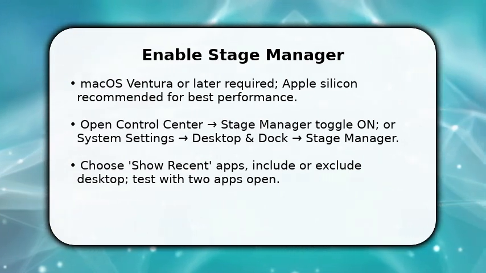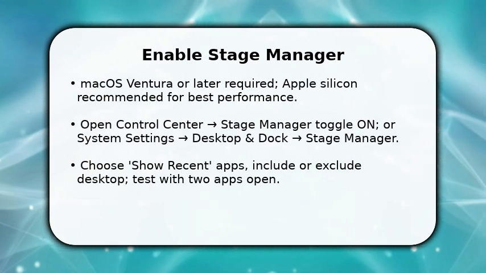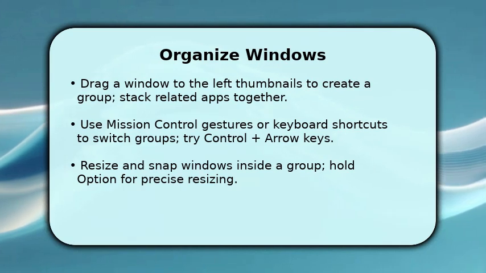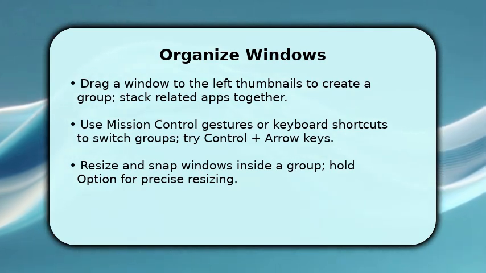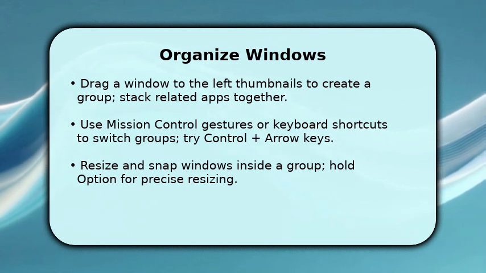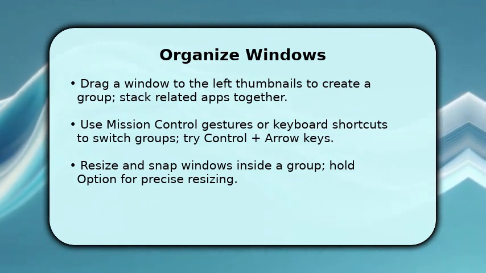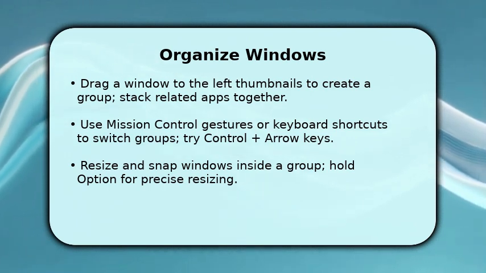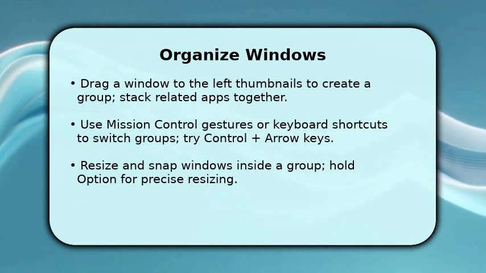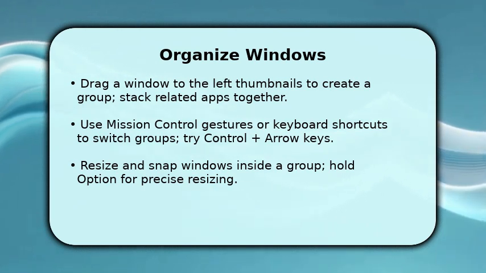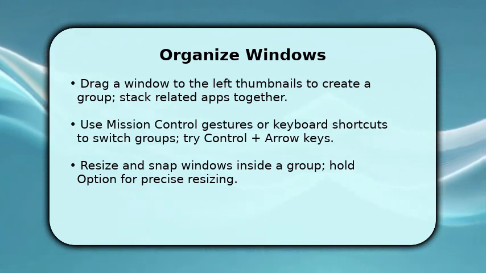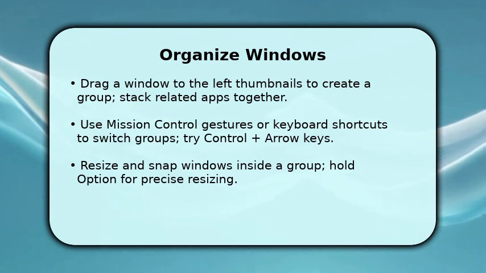Next, we'll organize windows into workspaces effectively. Now you'll arrange windows into focused groups to reduce distraction. Drag any window into the left thumbnail strip to form a group. Drop other related apps onto that thumbnail to stack them. Once grouped, switch between groups with a 3-finger swipe or Control plus arrow keys, and use Command Tab to jump apps inside a group. Resize windows normally, or hold Option while dragging edges for finer control. These steps let you keep tasks compartmentalized and speed up context switching without losing windows.